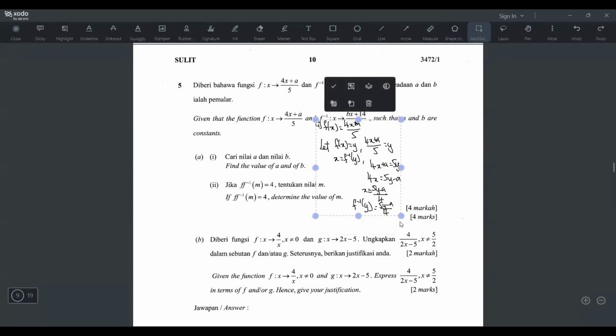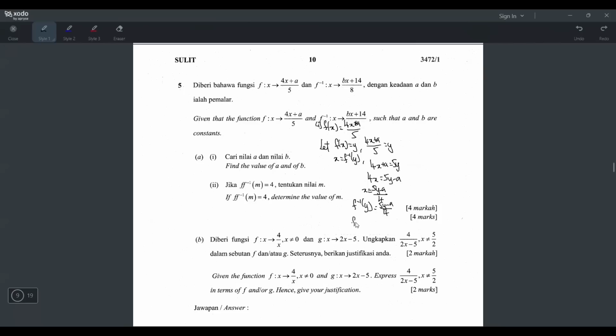Just change the Y to X. So I just write here f inverse x equals 5x minus a over 4. Now we can compare this with the f inverse yang the soalan bagi. So when you compare, what happens?